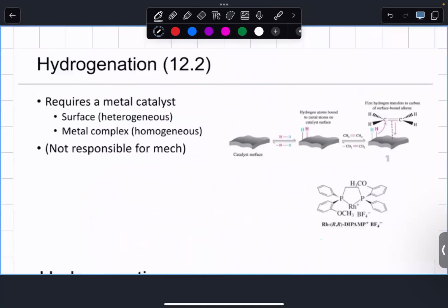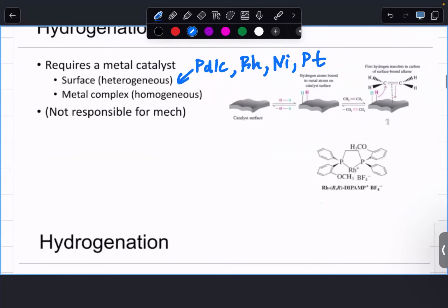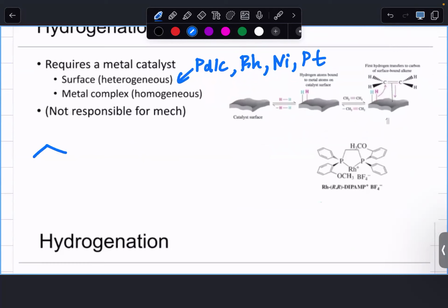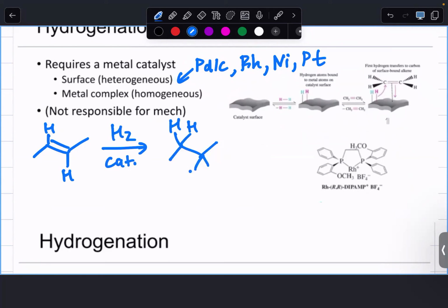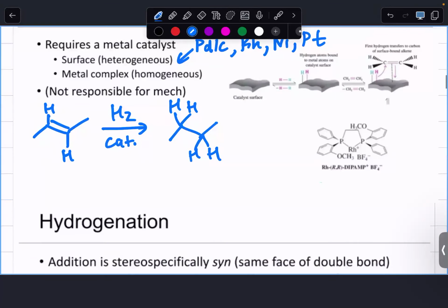So this is another perspective on hydrogenation, where it requires a metal catalyst such as PD/C, Rh, nickel, or Pt. Here's the most basic example. You just put H2 and some kind of catalyst, and then you get rid of that double bond and add two hydrogens on that double bond right there. Right? And this is also syn addition.